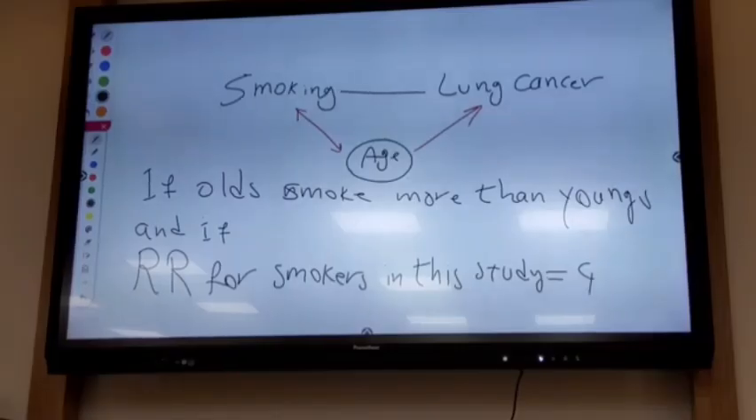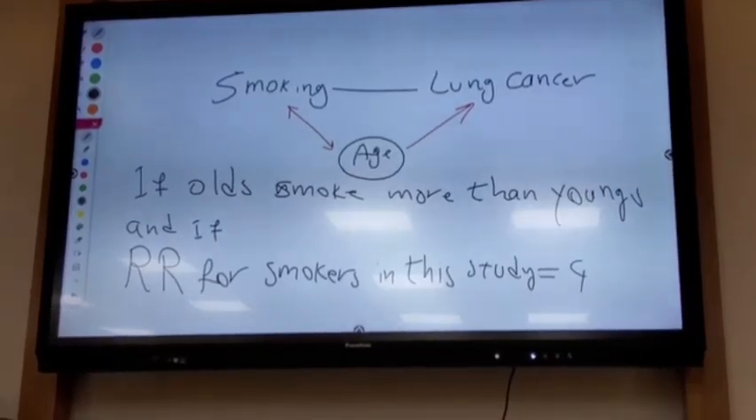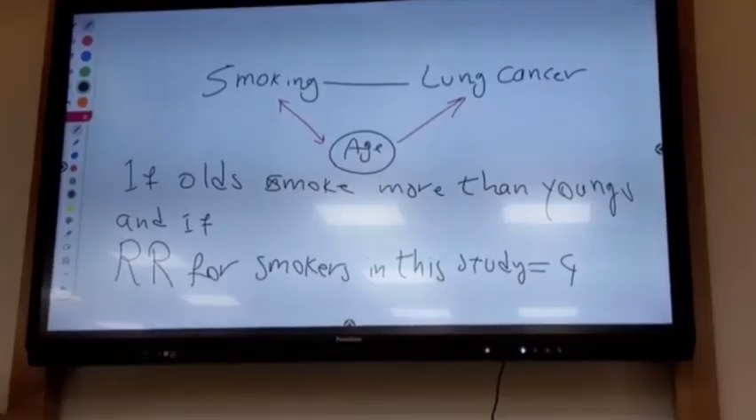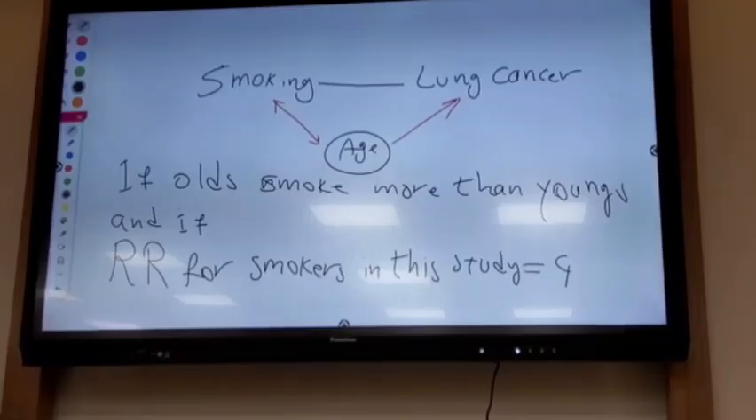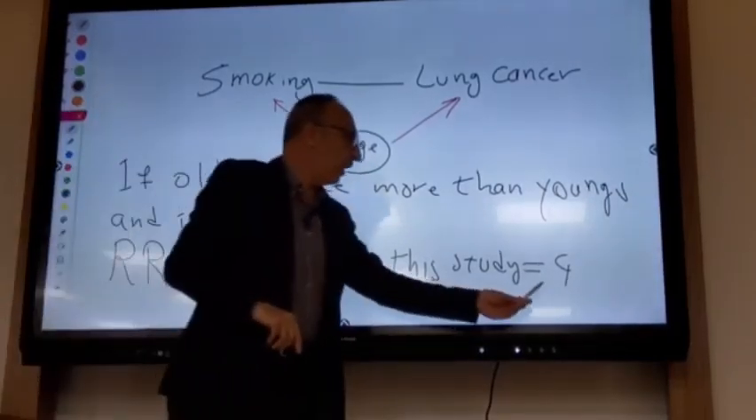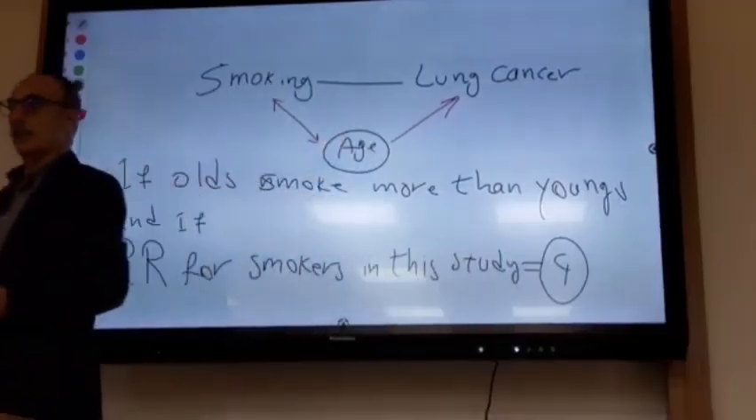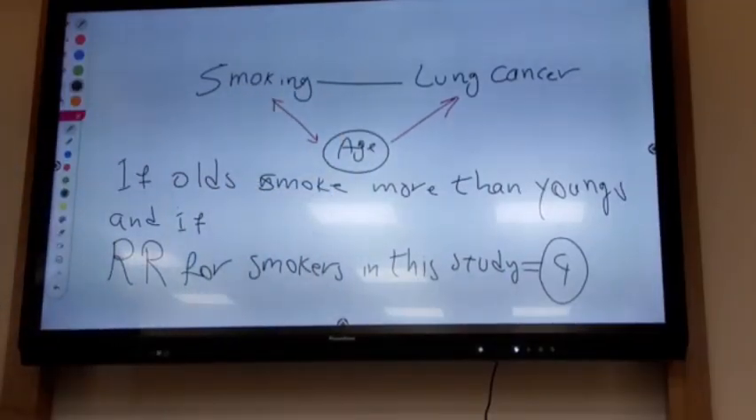The relative risk for smoking is 4, and we know that old people smoke more than young people. How can we interpret the RR of 4? Is it purely related to smoking or not? What is the true relative risk for smoking? Is it greater than 4 or less than 4? The true effect. Greater or less? Please explain your reason. Why?